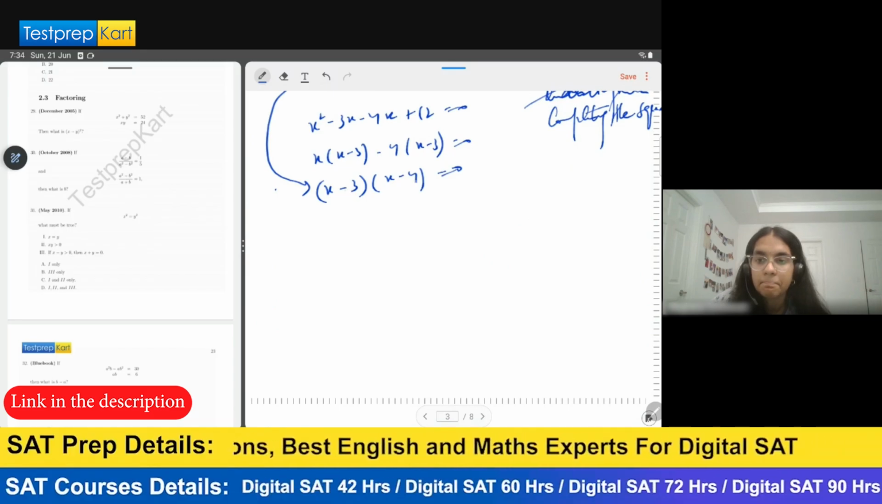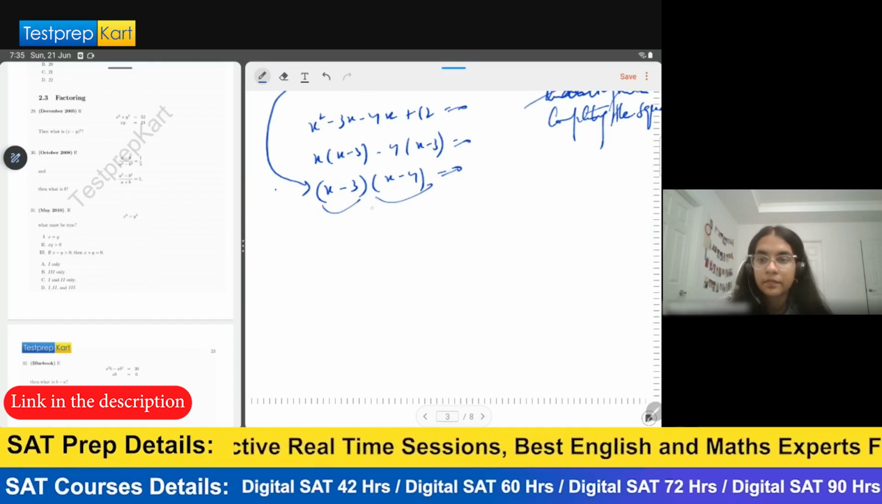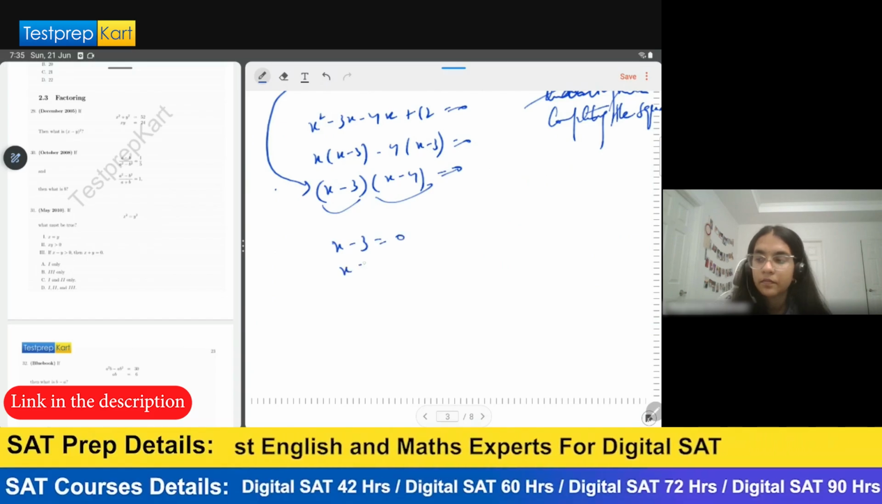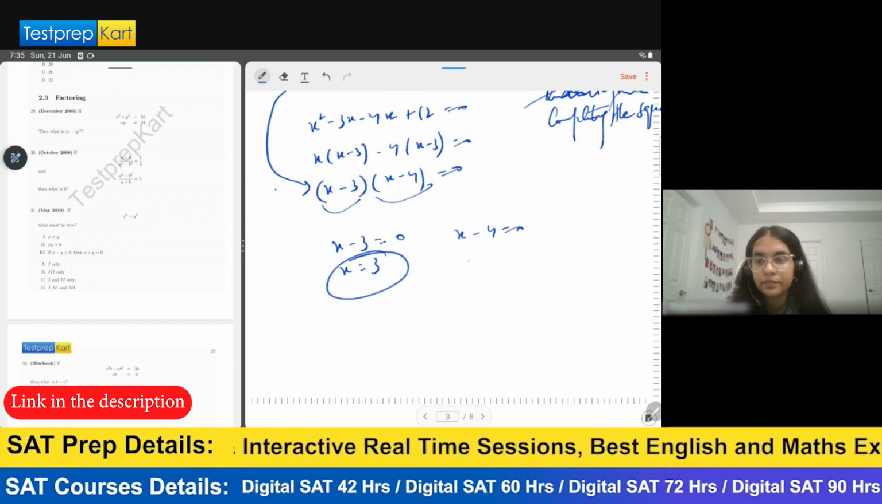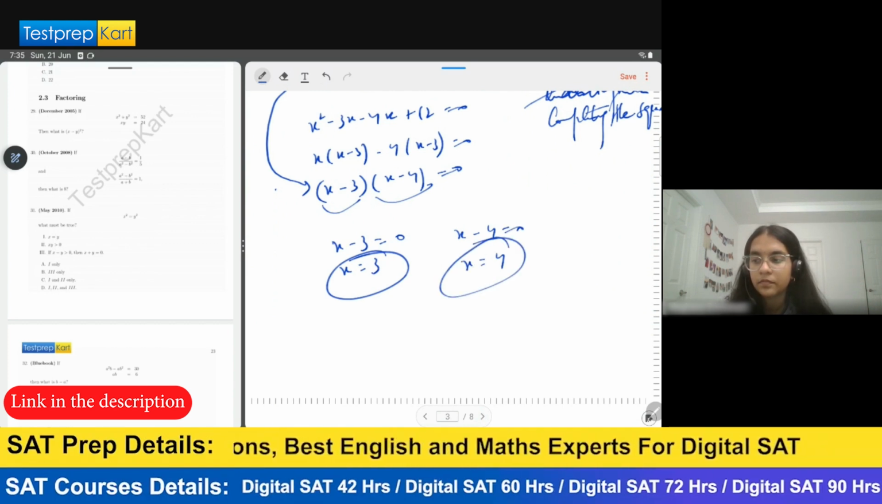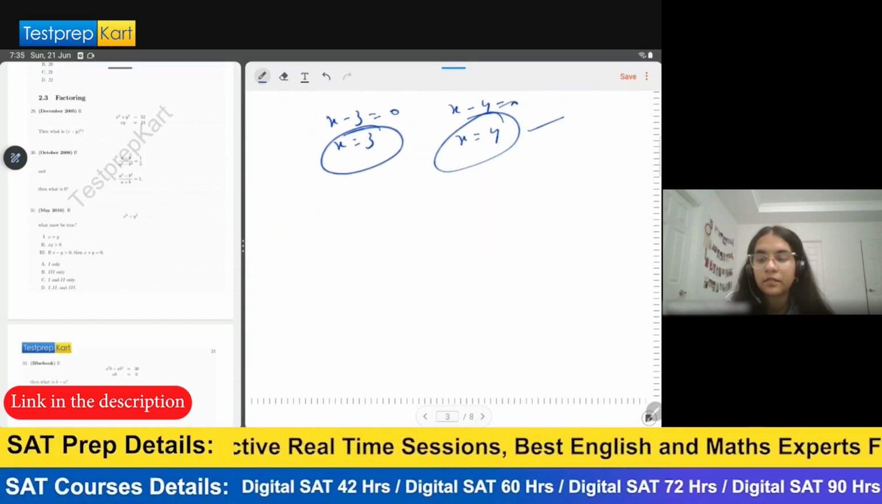So x minus 3 times x minus 4, that means either this is 0 or this is 0, right? Because the product of two things is 0. It's only possible when either of them is 0. So that means x minus 3 equal to 0, which means x is equal to positive 3, right? Or x minus 4 equals 0, which means x is equal to positive 4. So not negative, it should be positive, right? So positive 3 and positive 4. Perfect. This makes sense.